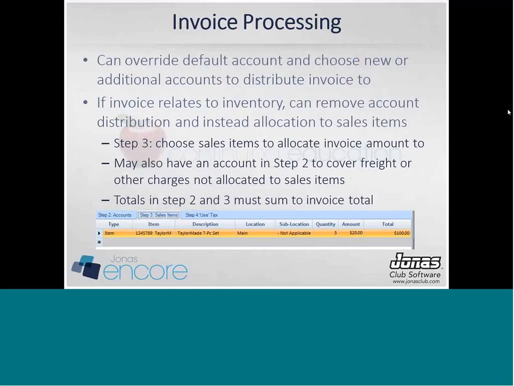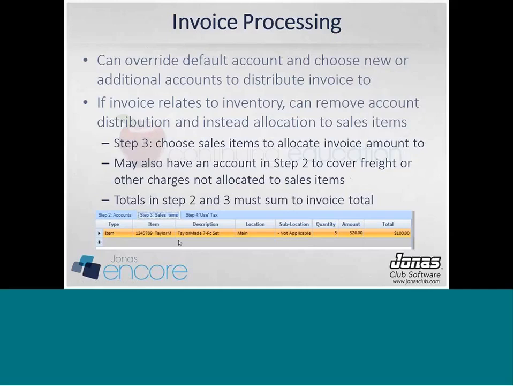If the invoice relates to inventory, then you can remove the account distribution in step 2 and instead allocate it to sales items, which is in step 3. So instead of entering the GL to go to, you would just go here and enter the sales items. On that sales item record, we have settings for what accounts to use for inventory and cost of goods sold. So it would actually pull the inventory account from the entry of the sales item here. So again, if you have that set up, you could enter your sales items, which would trigger the GL allocation instead of just entering the GL allocation.